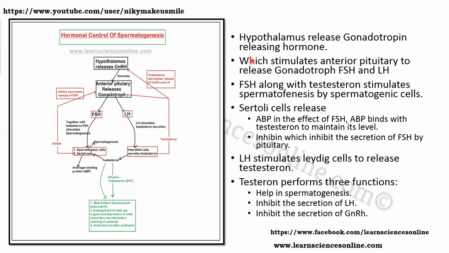Negative feedback mechanism is clear. So I am reading this slide for you once more. The hypothalamus releases gonadotropin releasing hormone, which stimulates the anterior pituitary to release gonadotropins, that are FSH and LH. FSH along with testosterone stimulates spermatogenesis by spermatogenic cells. Sertoli cells release androgen binding protein under the effect of FSH. Androgen binding protein binds with testosterone to maintain its level. Inhibin inhibits the secretion of FSH by the pituitary.